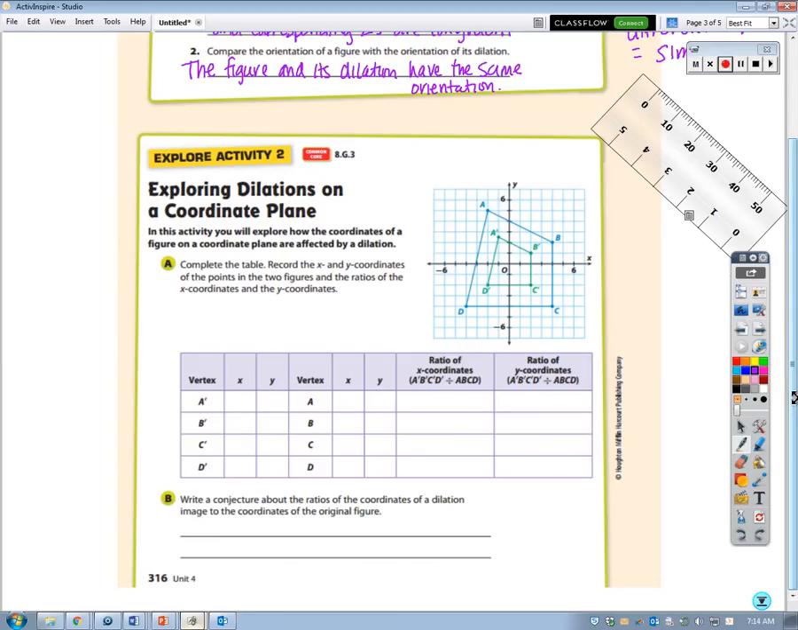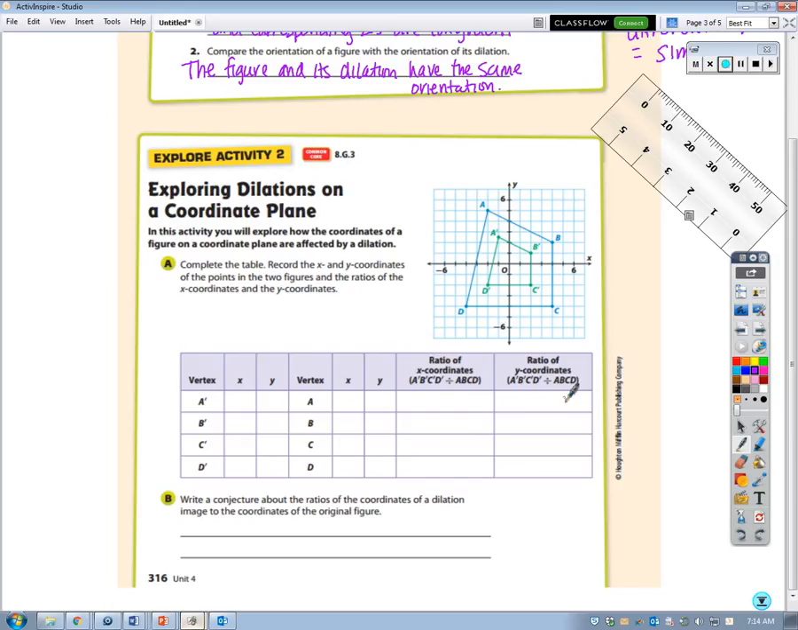In this activity, we will explore how coordinates of a figure on a coordinate plane are affected by dilation. So we're going to complete the table, record the x and y coordinates of the points in the two figures and the ratios of the x coordinates and y coordinates. Okay, so we've got our A prime, B prime, C prime, D prime, our vertices. So those are our little corners, right? We've got our x and y coordinates. We've got our pre-image here, which is our blue one, right? So in this case, the dilation made it smaller, right? Our dilation is smaller than our pre-image. And then we've got to find our ratios.